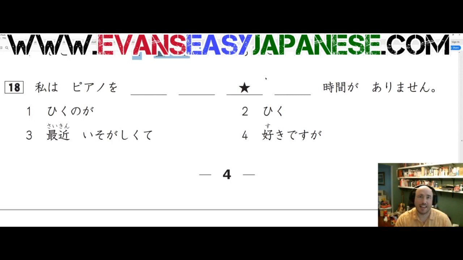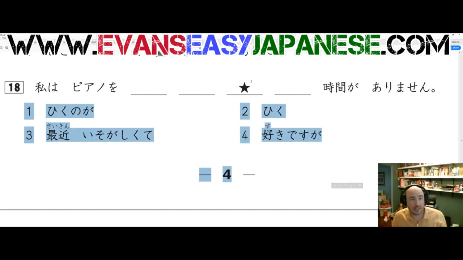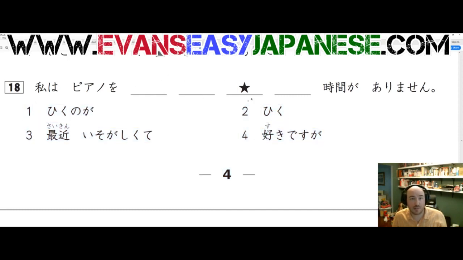Let's look at number 18. 私はピアノを blank blank blank blank 時間がありません. Alright, so this is one of those 4 blank questions where we have to figure out which one of these 4 answers goes in the starred area.